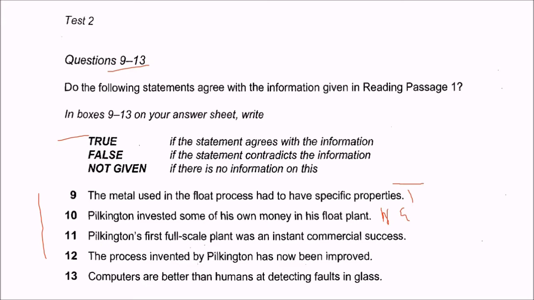Pilkington's first full-scale plant was an instant commercial success. 11. And this is false. It took a long time and a lot of money to become a commercial success. The process invented by Pilkington has now been improved. 12. This is true because now you can get glass of various thicknesses, sub-centimeter to 25 millimeter. Computers are better than humans at detecting faults in glass. 13 is true, which a human eye or perfectionist cannot find out.